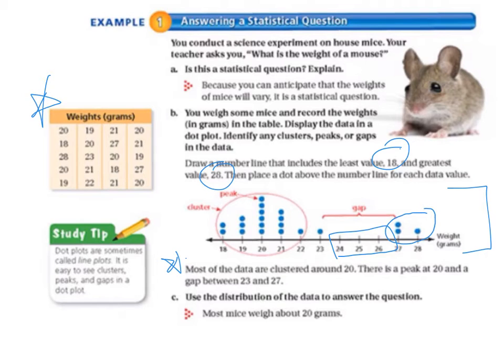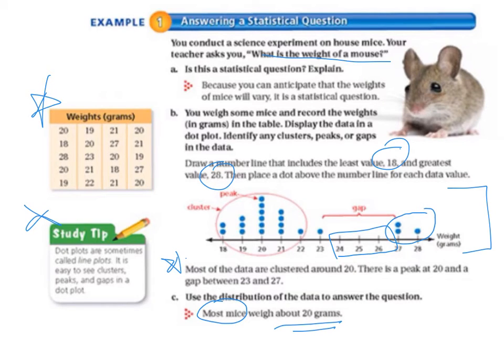And letter C says use the distribution of the data to answer the question. And so the question up at the top, remember, was what is the weight of a mouse? So most mice that you experimented with at least weigh about 20 grams.